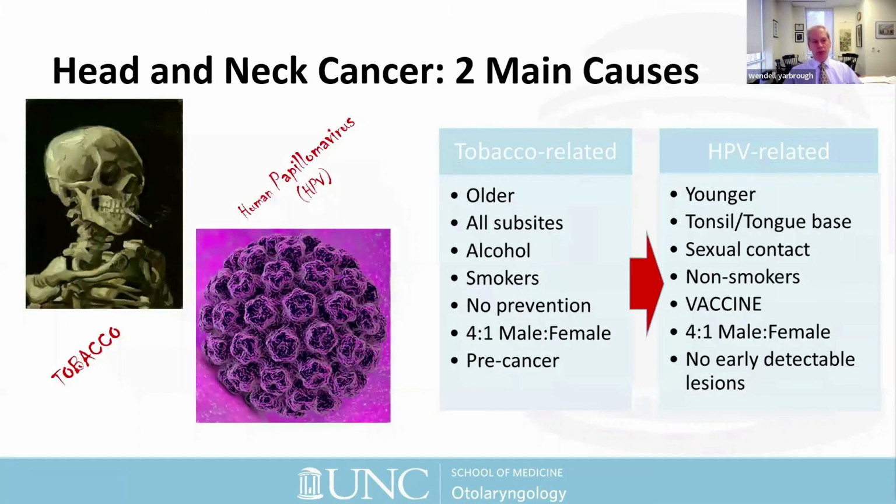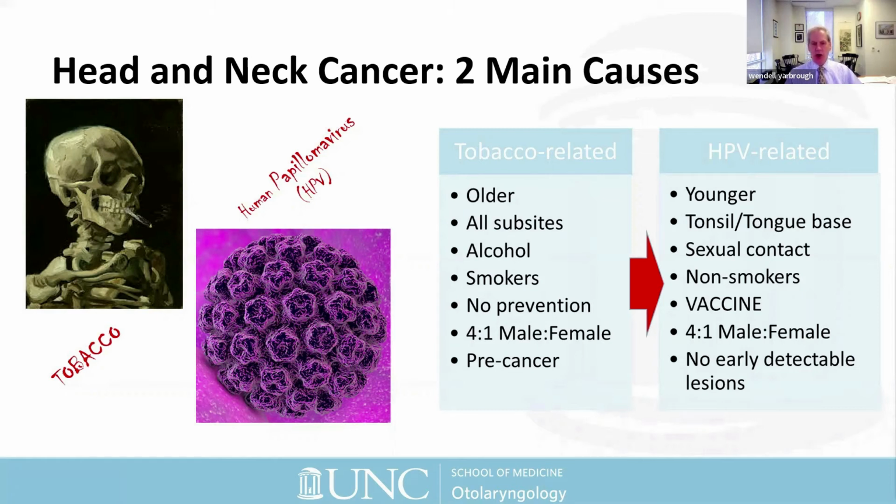So there's two main causes of head and neck cancer that defines two main types of head and neck cancer. One's caused by tobacco and one's caused by the human papillomavirus. And you can distinguish these types of cancers based on patient characteristics, subsites involved, and I'll go through a little bit of the differences between those that you can see over here on the right.